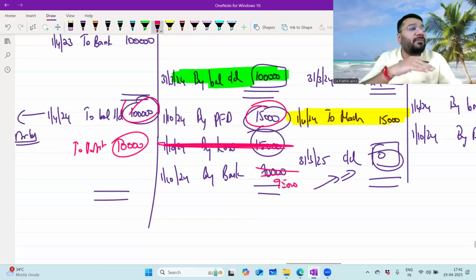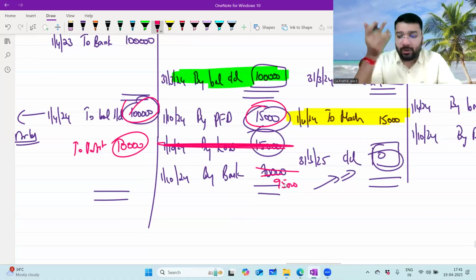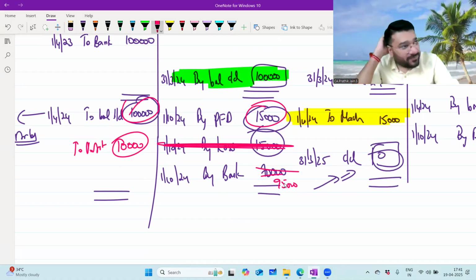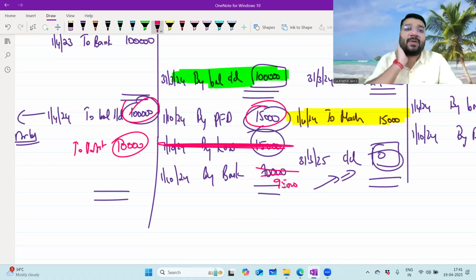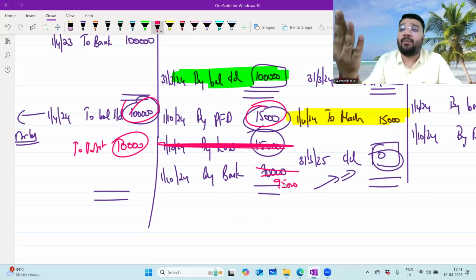Instead of loss, put profit. Rest all same. Do it. No, you have to do it. Fast. Case 2, you have to do it. Case 1 I completed, case 2 again. Please open the machinery account separately. Please open the PFD account separately. I want both separately to be done.